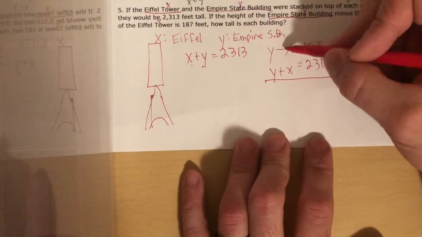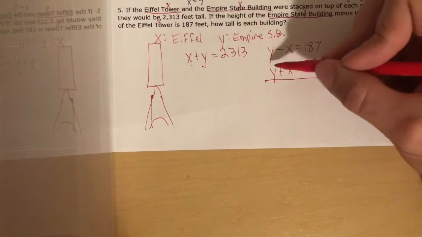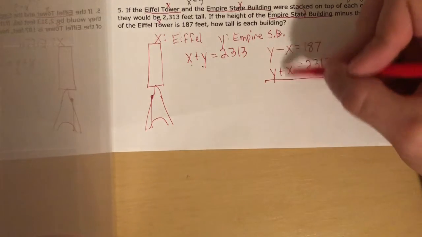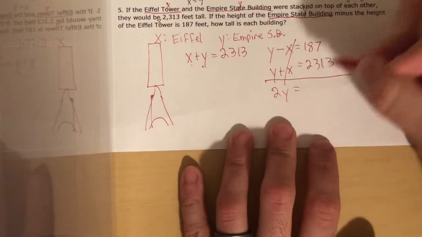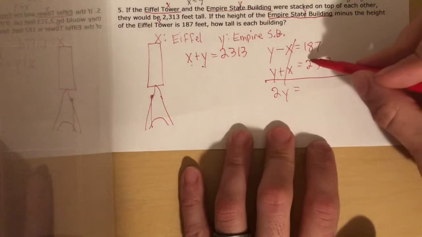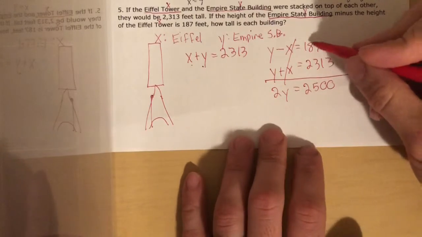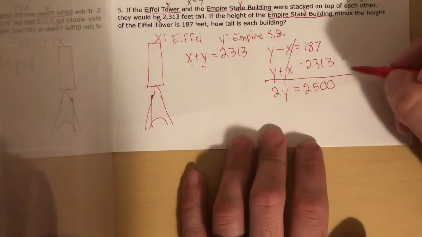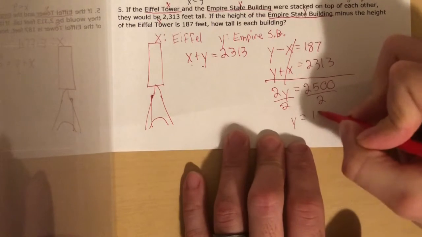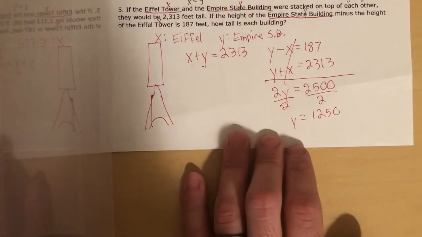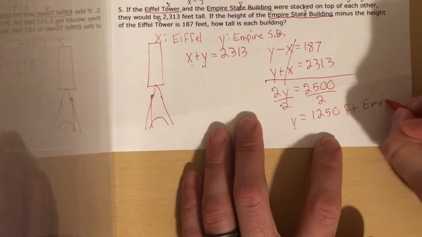So then we notice in this problem the coefficients are the same for the y, and they're the same and opposite for the x. So we can just add them together to cancel the x's. We get 2y equals exactly 2,500. When we add, of course you can use a calculator for that. And then we divide by the coefficient to get 1,250. So that's the height of the Empire State Building.